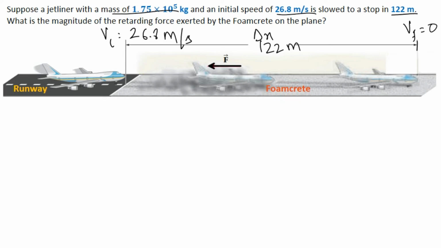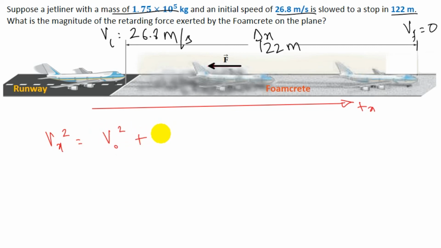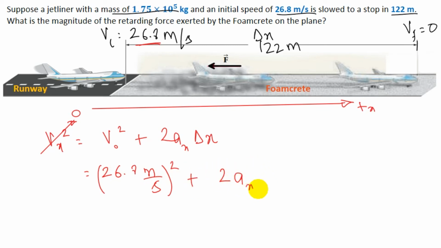Okay, to calculate the acceleration, we're going to apply the kinematic equations that we studied in chapter 2 and 4. So this is the positive x direction. So Vx square is equal to V naught square plus 2 times Ax times delta x, right? Now V naught is the initial speed, which is 26.8. The final speed is 0. So V naught we have 26.8 meter per second and its whole square, plus 2 times the acceleration that we need to find in the x direction times delta x, which is 122 meters. Now from here ax comes out to be negative 2.94 meter per second squared. So the acceleration is negative, which means the acceleration is along the negative x.